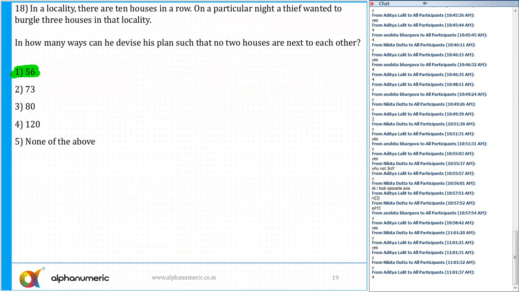In a locality, there are 10 houses in a row. On a particular night, a thief wanted to burgle 3 houses in that locality. So there are 10 houses in that row, house 1, 2, 3, 4, 5, 6, 7, 8, 9, 10. In how many ways can he devise his plan such that no 2 houses are next to each other? So let's say I selected this and this and this. We have done this question in the class, such that no 2 consecutive stations.